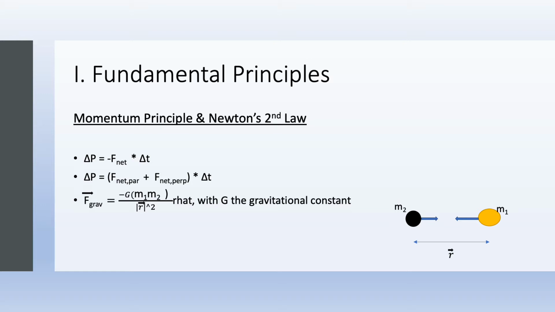The net force in this motion has two components, parallel and perpendicular, which implied that the change in momentum also has perpendicular and parallel components. The only force acting on the system is the gravitational force. As we can see in this illustration, both systems are attracted to each other.